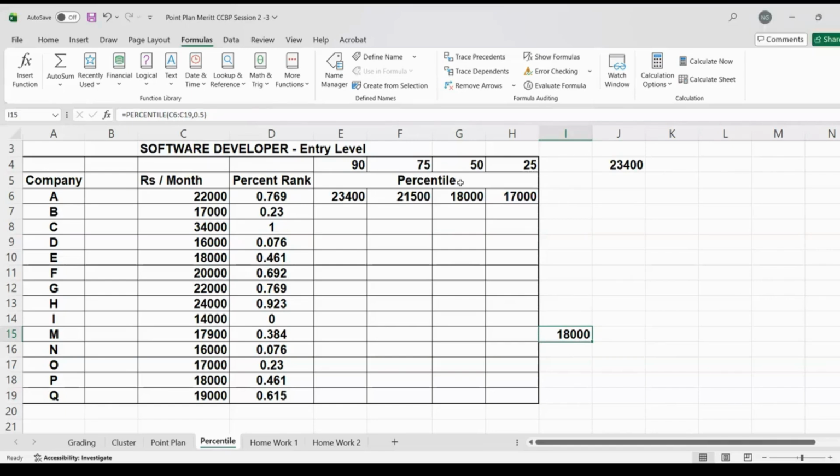Yeah, understood. Ma'am, can you show how to do percentage rank also? No, I'm going to show you the data first, because otherwise you will not be able to understand. We want to go step by step.